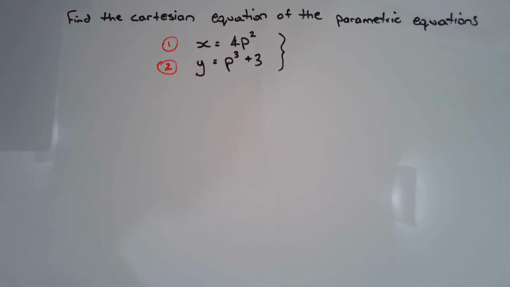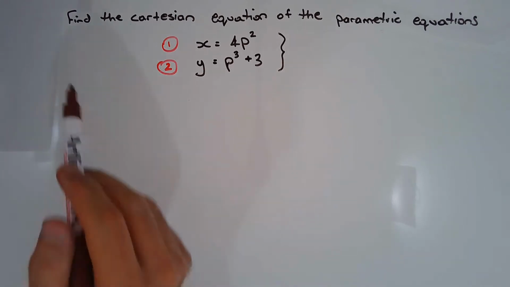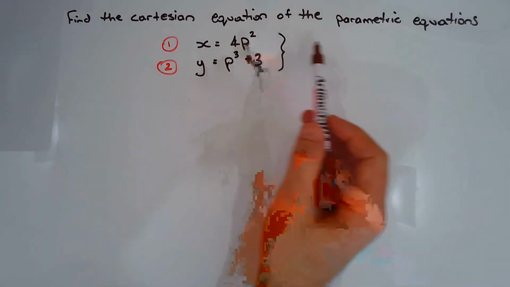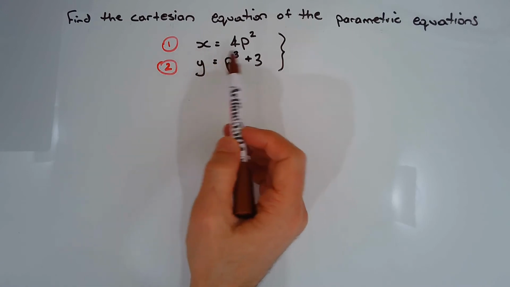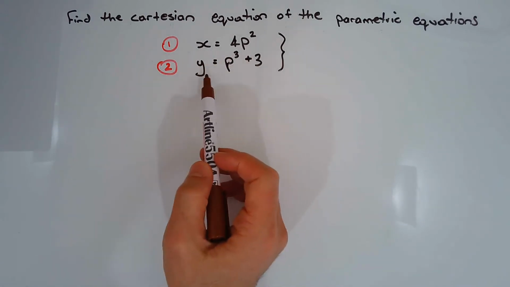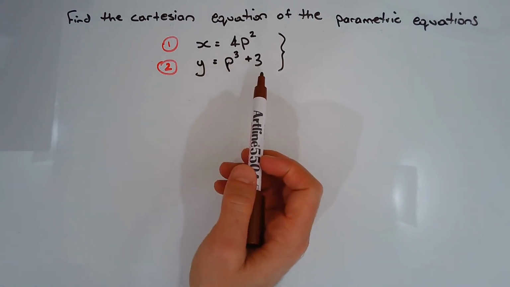In this video, we're going to look at an example involving the conversion of a set of parametric equations into Cartesian form, or into a Cartesian equation. So let's have a look at this example. Find the Cartesian equation of the parametric equations x equals 4p squared and y equals p cubed plus 3.